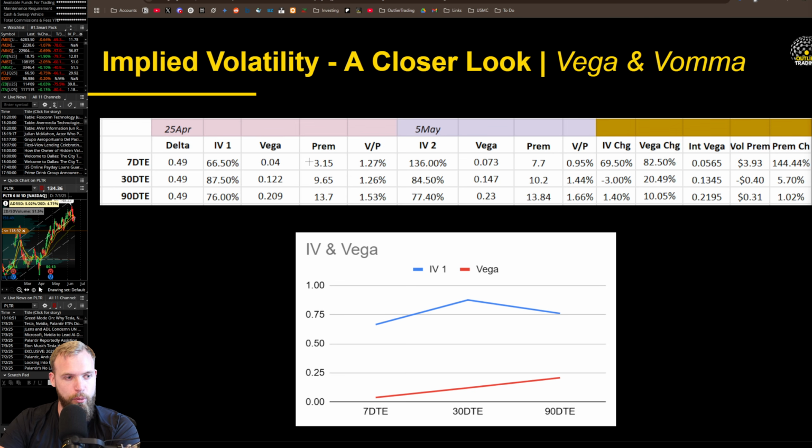And take a look at what the premium was before. It was $3.15. After this big change, when implied volatility went to 136, the 7-day options premium went all the way up to 7.7. This is where people can get caught, because implied volatility can massively accelerate things. The other thing you should note is that as implied volatility for the 7 days went from 66.5 to 136, take a look at what happened to 30-day. 30-day literally went down, from 87.5 to 84.5.